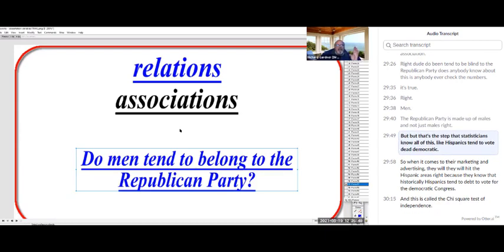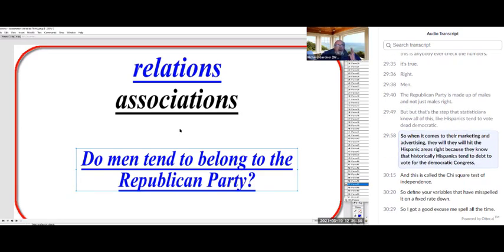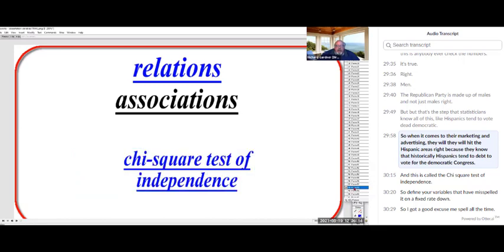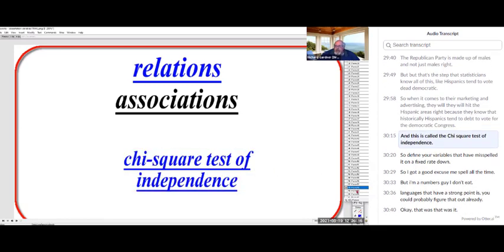But the statisticians know all of this. Like Hispanics tend to vote Democratic. So when it comes to their marketing and advertising, they will hit the Hispanic areas, right? Because they know that historically Hispanics tend to vote for the Democratic Congress. And this is called the chi-square test of independence.